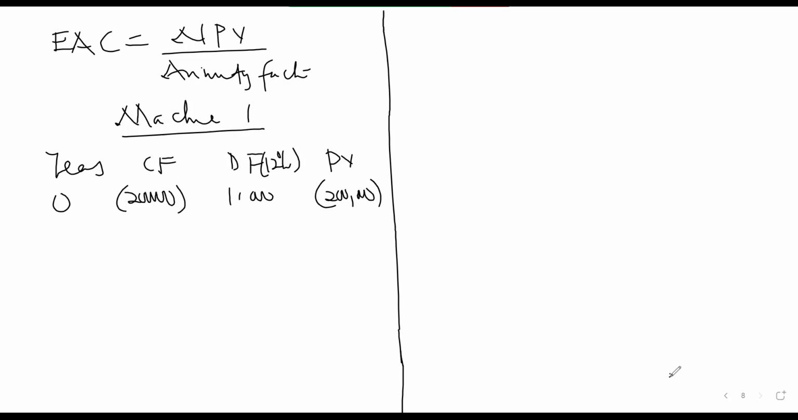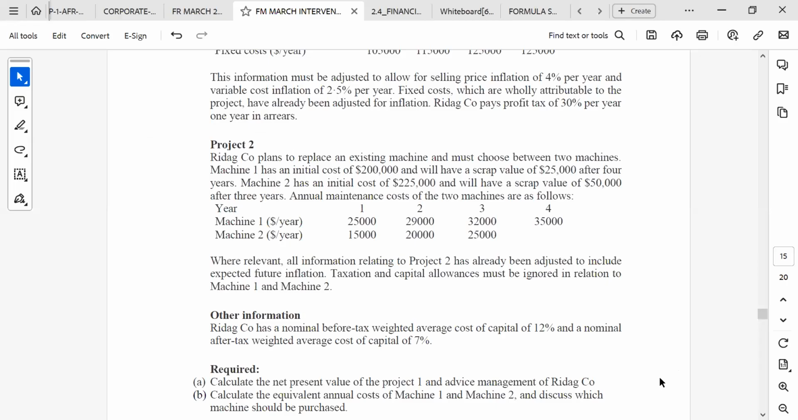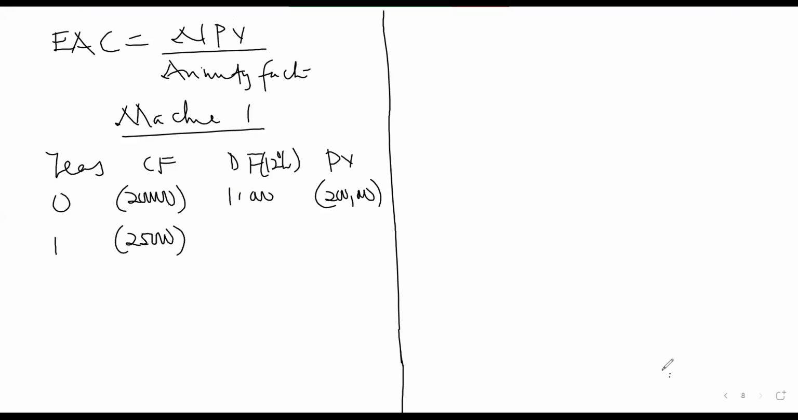Okay, so we have year 1. What is the maintenance cost? Machine 1 is 25,000. Okay, that will be an outflow, isn't it? Year 2 is what?